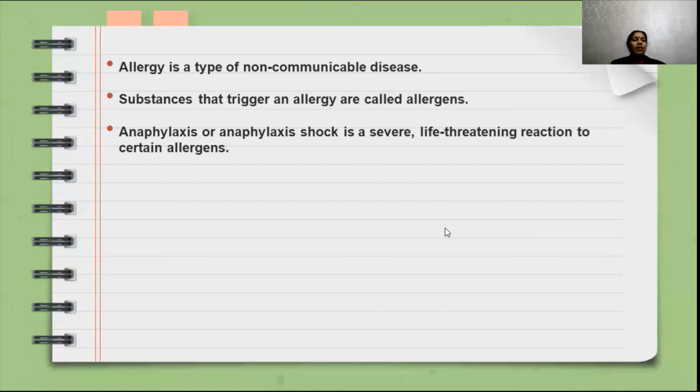anaphylaxis. Anaphylaxis is a life-threatening reaction to certain allergens. The other name of anaphylaxis is anaphylactic shock, which is also mentioned here. Body tissues may swell, including tissues in the throat. Anaphylactic shock is also characterized by a sudden drop in blood pressure, that means the BP level will become low.